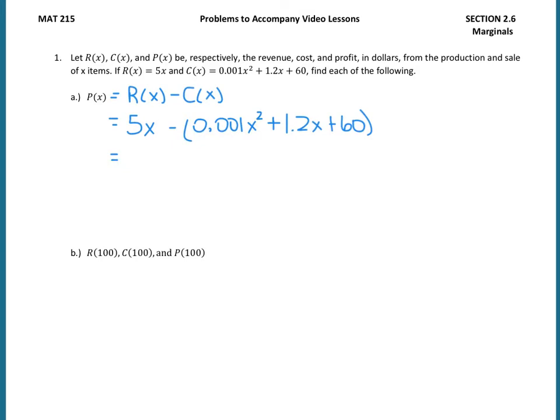Now when we simplify this, we're going to have a negative 0.001x squared. Then we have 5x minus 1.2x to give us a plus 3.8x, and then minus 60. So that is our profit function for part A.